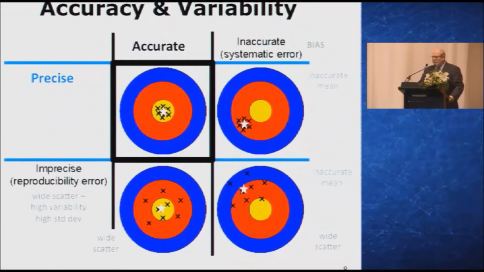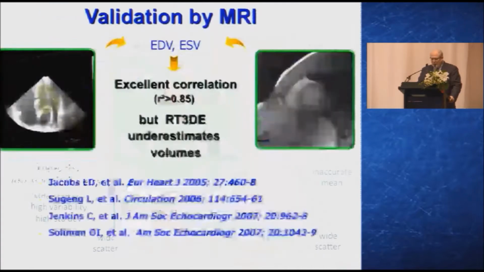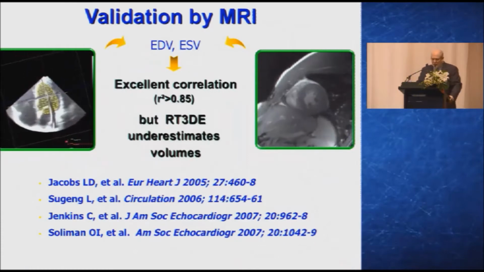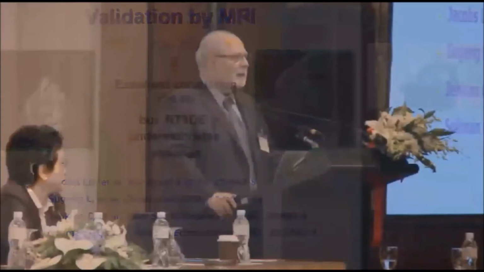When you look at accuracy and variability, when you develop a method you would like it to be both precise and accurate, meaning that the data you obtain are precise compared to a gold standard. A method could be precise but inaccurate, meaning that all of the measurements are similar but inaccurate. And then we have imprecise methods, where the results, when averaged, can give you a normal result but with a huge standard deviation, or a wide scatter.